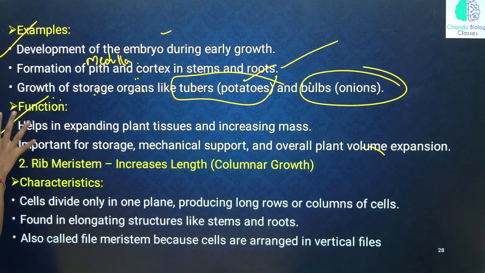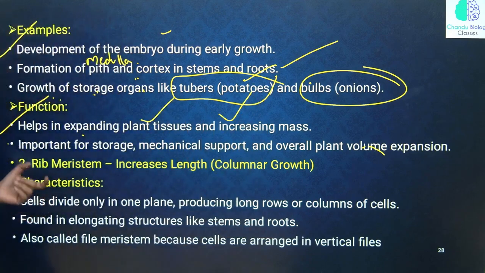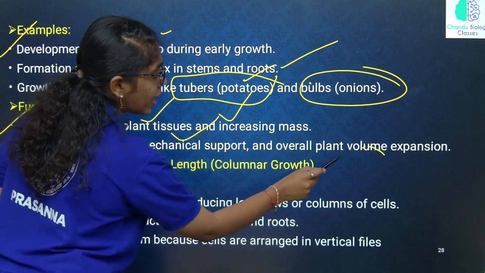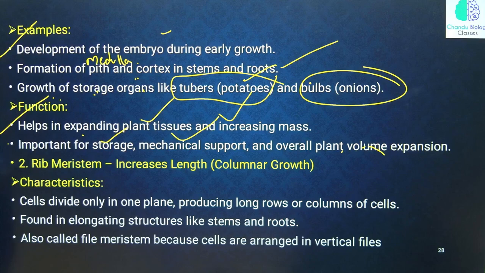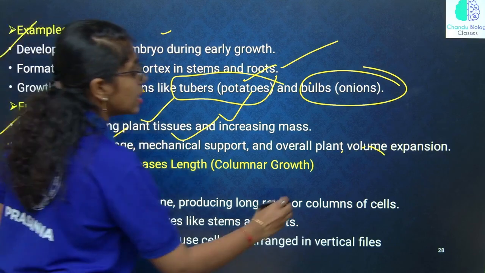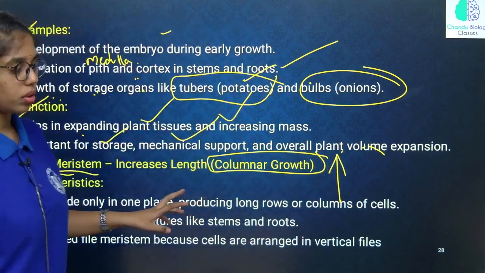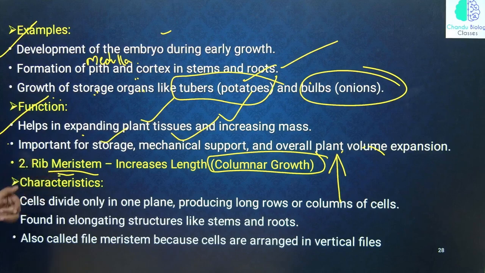The main functions of mass meristems include expansion of plant tissues and increase in the mass. Then importance for storage, mechanical support and overall plant volume expansion is done by mass meristem. Then comes rib meristem which increases the length. This is also called columnar growth, okay. They mainly increase the length of the plant, those are rib meristems.